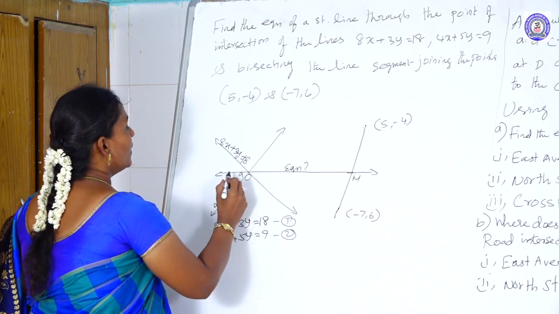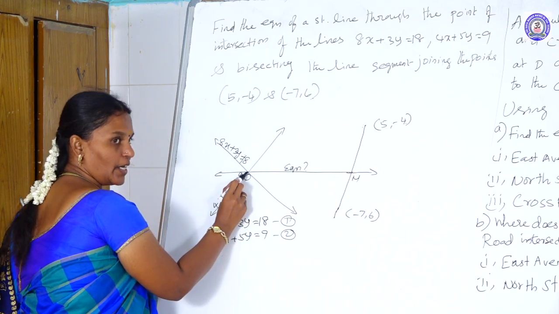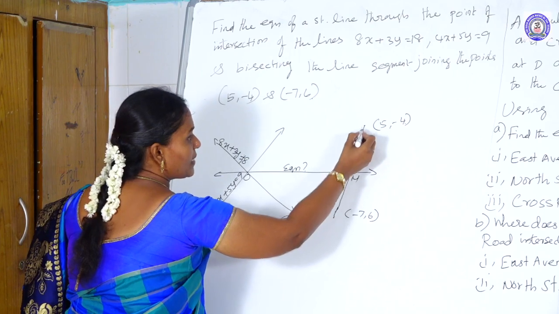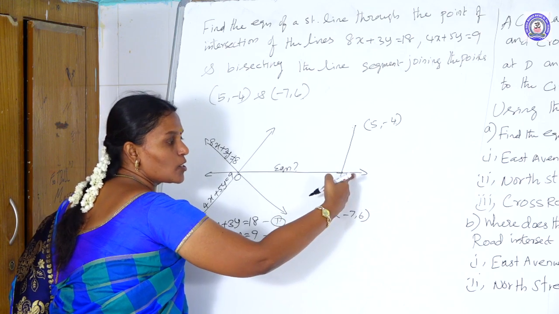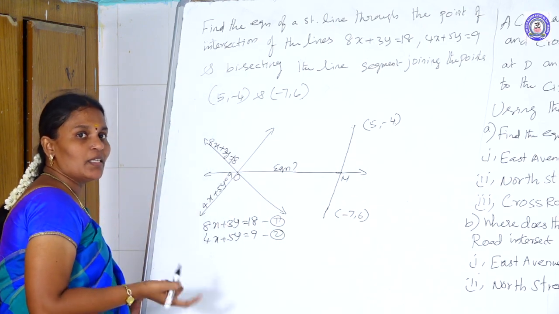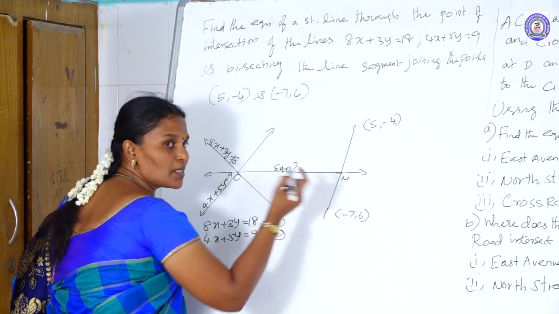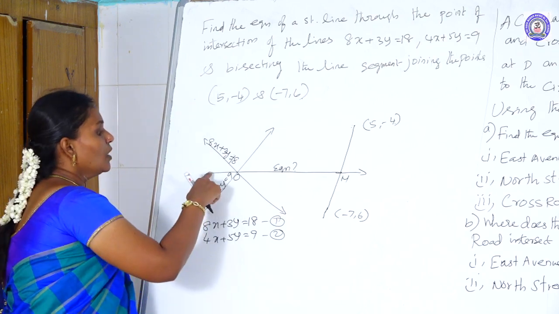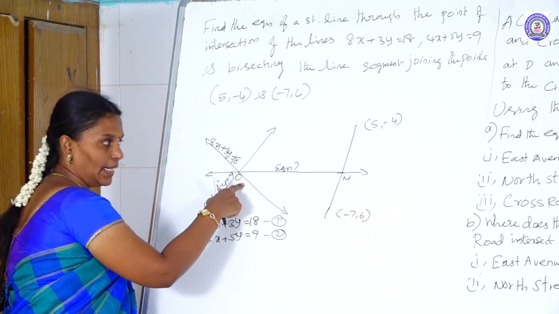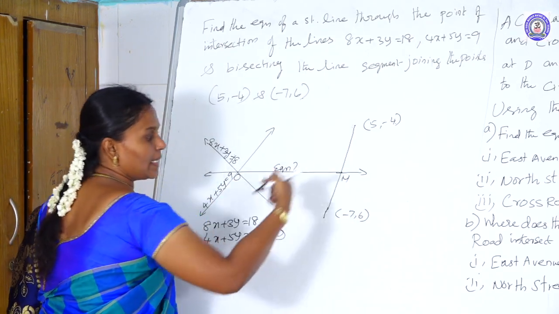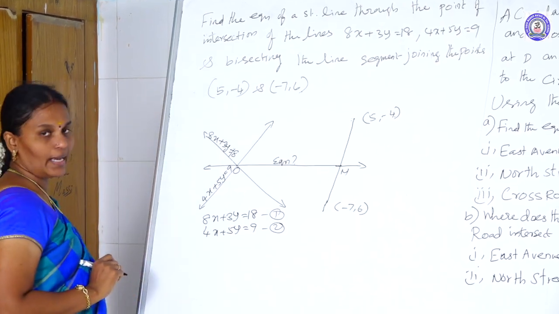Then the line passes through the point of intersection and bisects this line segment. Bisecting the line segment means it passes through the midpoint. Bisecting means divided into two equal halves. So two equal halves means definitely the point is the midpoint. So this line passes through the point of intersection of these two lines and the midpoint of this line segment. Now you have to find the equation of the line OM.